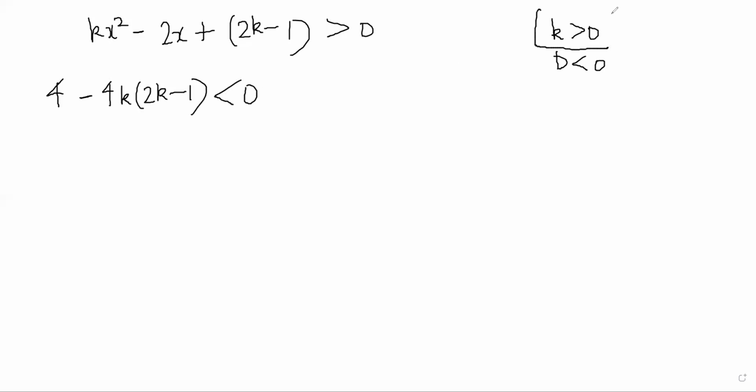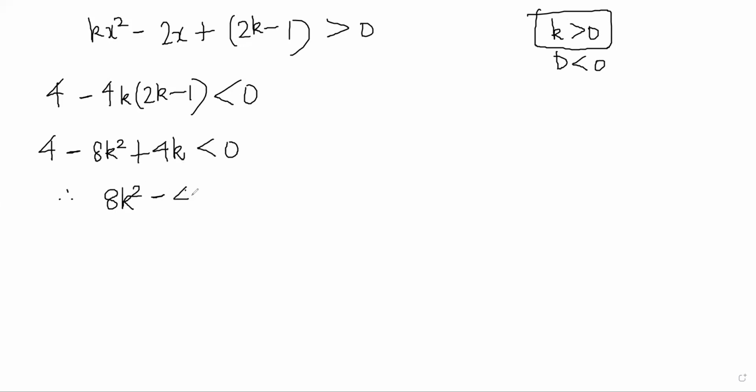And also you have to have this, right? So let's simplify this first. It becomes 4 minus 8k square plus 4k is less than 0, right? Therefore, 8k square minus 4k, I'm taking everything to that side, minus 4 is greater than 0, right? 8k square minus 4k minus 4 is greater than 0. Now, obviously, I can cancel off the 4 here directly. So this becomes 2k square minus k minus 1 is greater than 0, right?